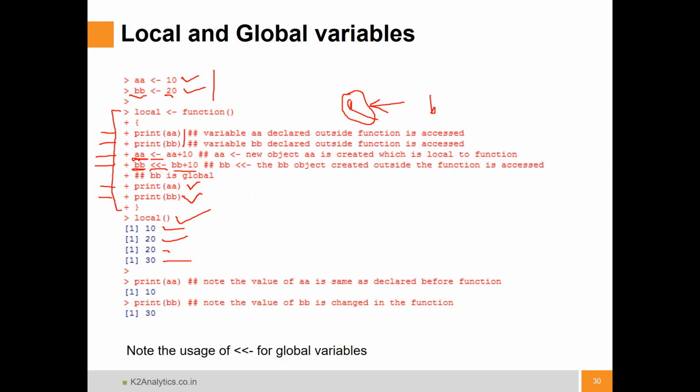So far the function execution locally is all okay. But now let me access AA outside the function.